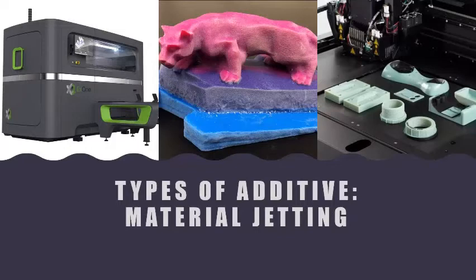Material jetting also jets a photosensitive liquid material layer upon layer. The traditional 2D inkjet printers use a very similar process, but it jets ink instead of other materials. Material jetting is different from other resin printers because it heats up the resin to achieve the printing consistency.